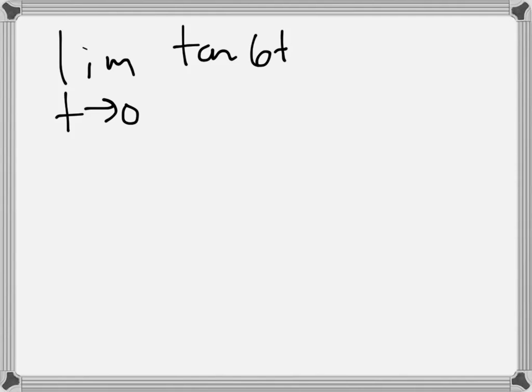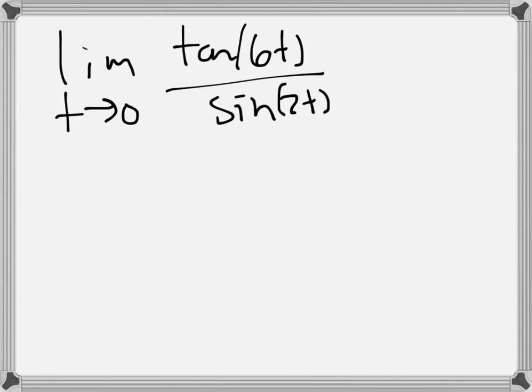This is Professor Thompson, and this is exercise 51 in 1.4. We want to know the limit as t goes to 0 of the tangent of 6t over the sine of 2t. So we know that the limit of sine theta over theta as theta goes to 0 is 1, and we're going to use that.